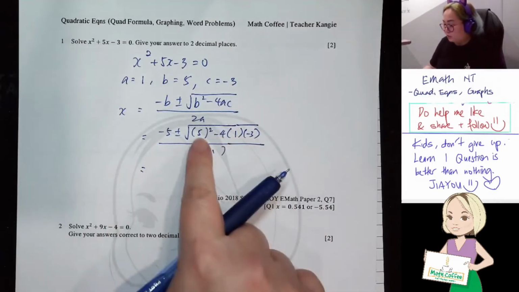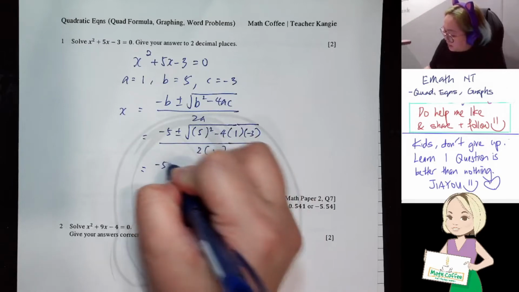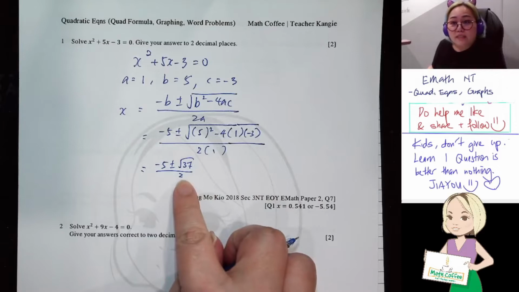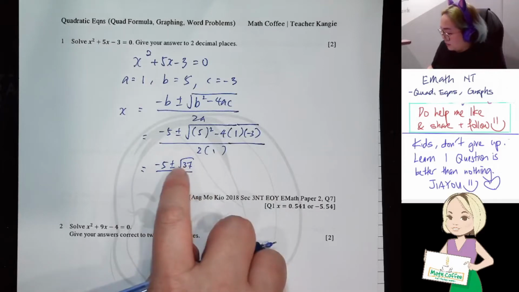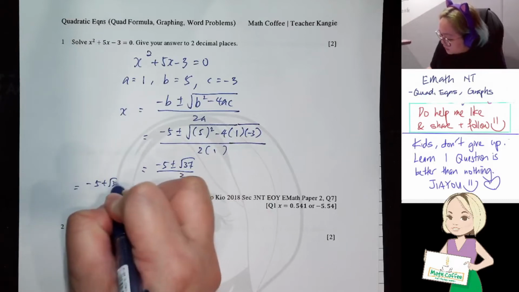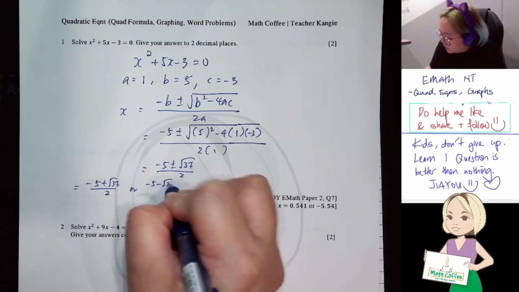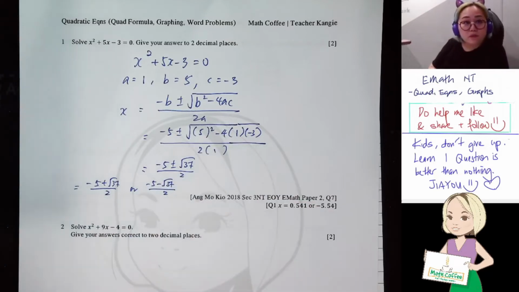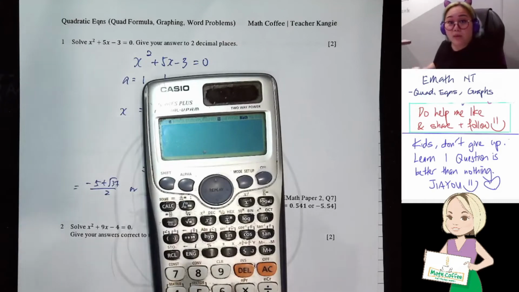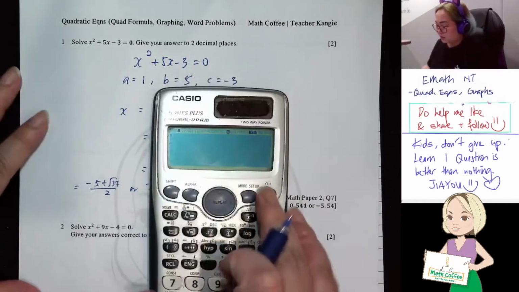When you punch into the calculator, this is 37. So minus 5 plus minus square root 37 over 2. So what is the plus minus? This means that my answer is minus 5 plus square root 37 over 2, or minus 5 minus square root 37 over 2. You can just key in the calculator. I'm showing you the manual way. Later we'll show you how to use the calculator to calculate.